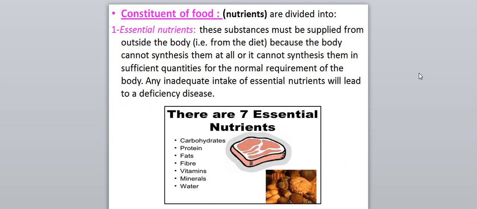So as for the constituents of food, as we said, the nutrients are divided into essential nutrients. What do we mean by essential? These are substances that must be supplied from outside the body in the diet, because the body cannot synthesize them at all, or cannot synthesize them in sufficient quantity for the normal requirement of the body. So they are not formed in our body. They are taken from food, from the diet. Any inadequate intake of essential nutrients will lead to a deficiency state, and these are the essentials: carbohydrate, protein, fats, fiber, vitamins, minerals, and water.